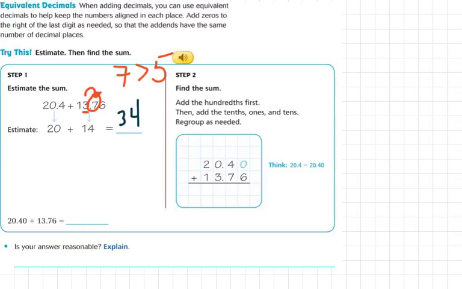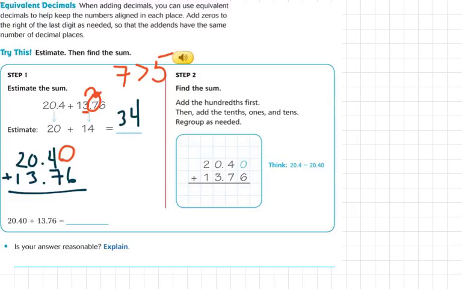So now, boys and girls, what we're going to do is add the two numbers. If you look down here, you can see that it was 20 and 4 tenths plus 13 and 76 hundredths. Remember, they said to add a 0 so that the place value looks the same. This is important just for helping you keep everything in order. So over here in step 2, it says find the sum. Add the hundredths first. Now this is where we added that 0. The 0 doesn't change the value of it. However, visually it helps your brain keep things in order.